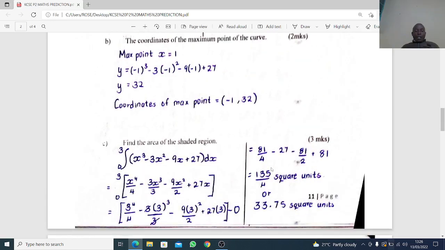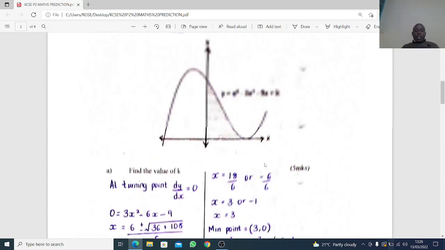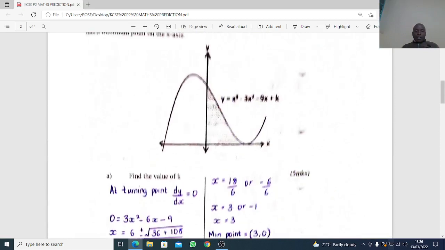And finally, we are asked to find the area of the shaded region, this shaded region here. So what we do is integrate this line.